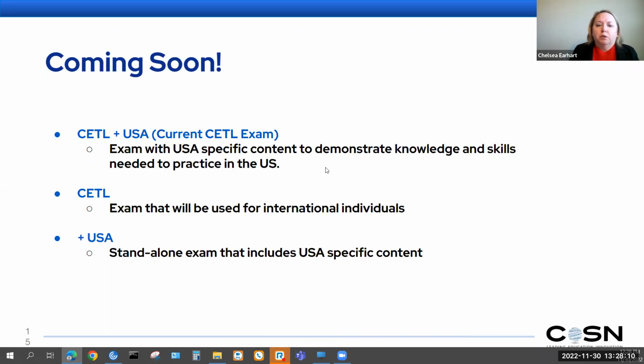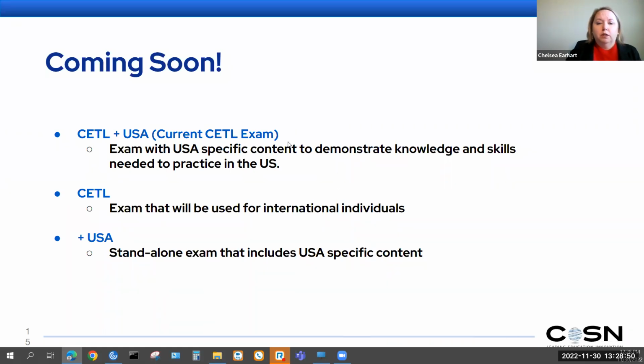So we've created this Plus USA as a standalone exam, which is basically just if someone, say, is in another country, they want to take the CETL, but they don't necessarily need to know the US laws and regulations, they would take the CETL only portion of the exam. And eventually, our goal for COSN is to have more international portions. So just like we will have Plus USA, which is our CETL exam now, we may have Plus Canada or Plus EU, Plus Asia, different areas of the world. We're hoping that we can grow the certification and really cater to different areas of the world where there are different regulations and laws in place.